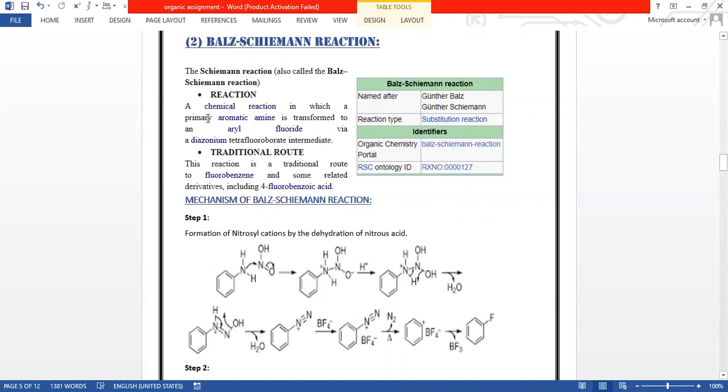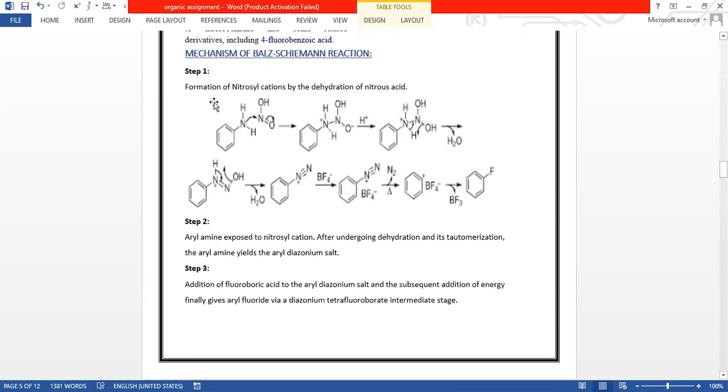This reaction basically involves a primary aromatic amine that is transformed to an aryl fluoride via a diazonium tetrafluoroborate intermediate. The traditional route of this reaction is to fluorobenzene and some related derivatives including 4-fluorobenzoic acid. So I'm going to talk about the mechanism of the Balz-Schiemann reaction.